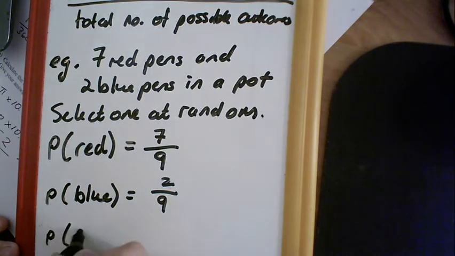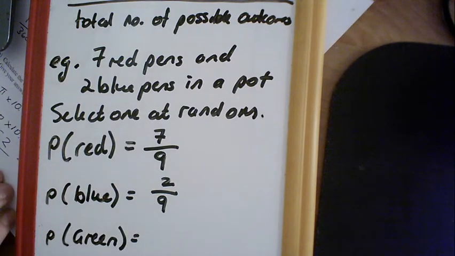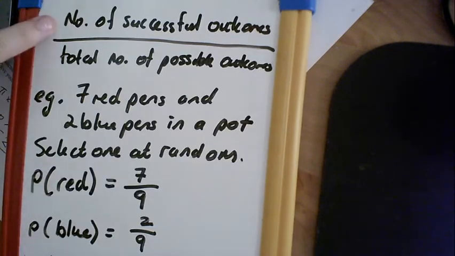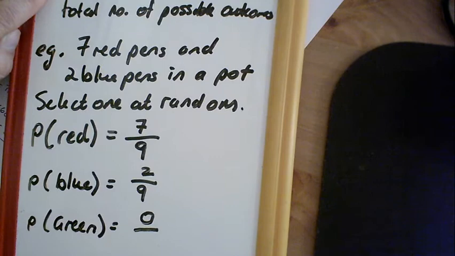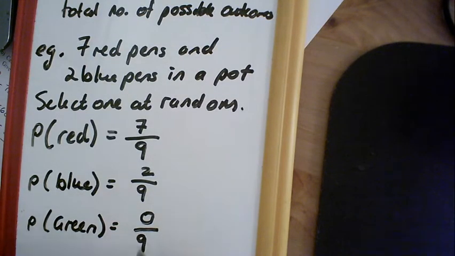What would be the probability of selecting a green pen then? Well, are there any green pens? No. So there are no successful outcomes. That means I've got to put a 0. And once again, the total number of outcomes is 9. So the answer is 0 over 9. Now you should know that 0 divided by anything is just 0. So the probability of green is 0.